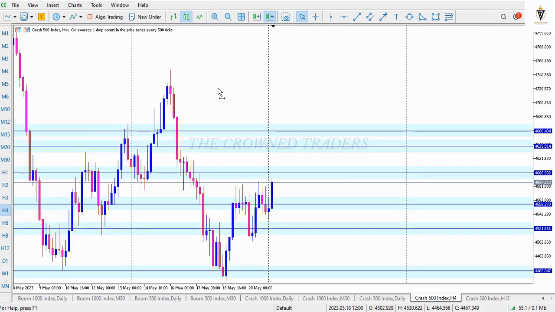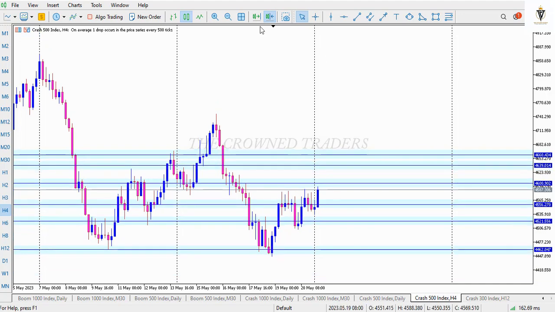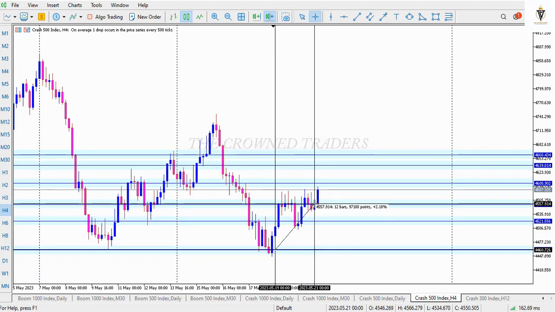Now you will see clearly what I told us: any points below current price are called demand levels, while those above current price are called supply levels. So we have 3 demand levels here, right? This is demand level 1, demand level 2, demand level 3.